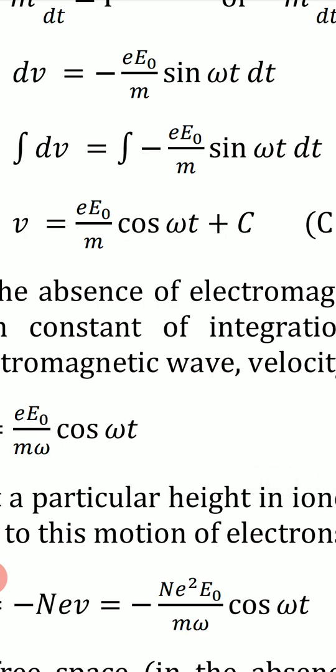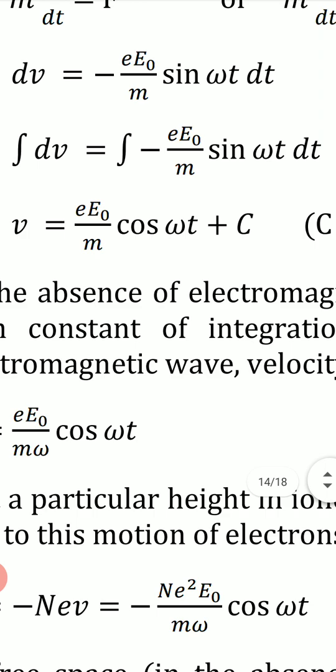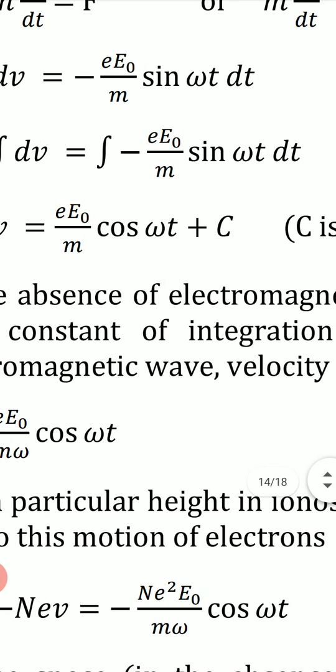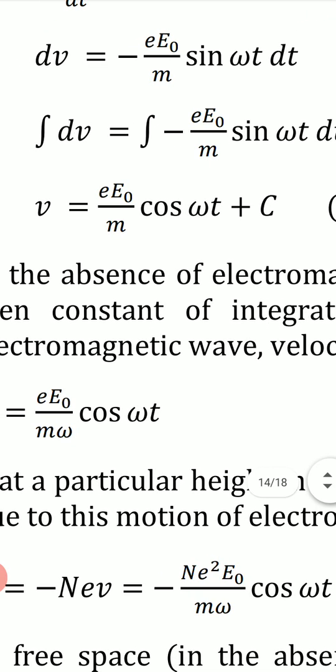The term before cos omega t is eE0 upon m omega. Correct this, it is not eE0 upon m, it is eE0 upon m omega, because integral of sin omega t dt is minus cos omega t upon omega.